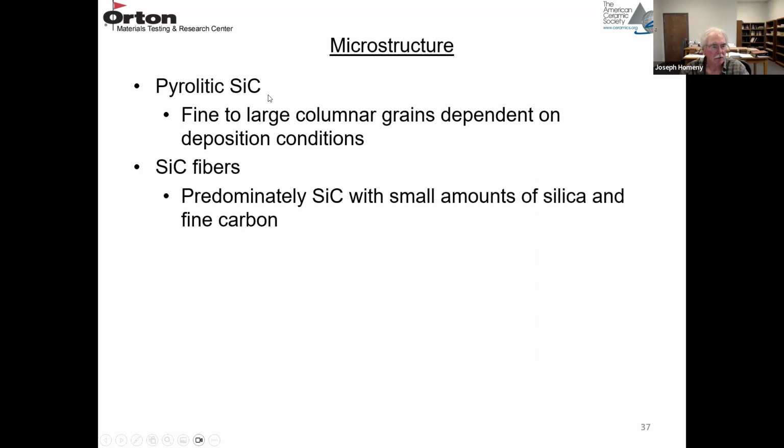And I just mentioned pyrolytic silicon carbide and the silicon carbide fibers. When you crack a gas on a substrate, you're going to end up with crystals that grow from the substrate or perpendicular to the substrate. So they can be fine or large columnar crystals. It just depends on the processing conditions. And then the silicon carbide fibers are mostly silicon carbide. There may be a small amount of silica or fine carbon present also. Again, these are more for high performance technical ceramics, and they're expensive raw materials.